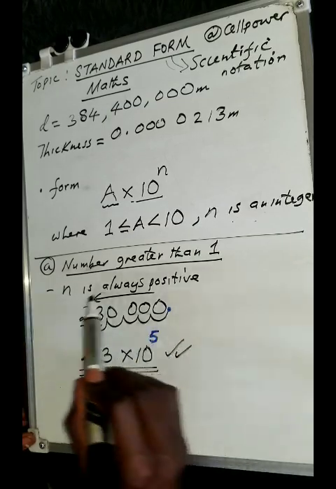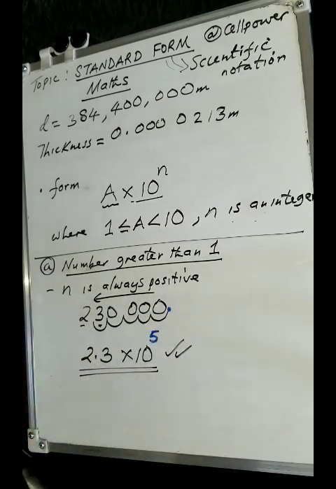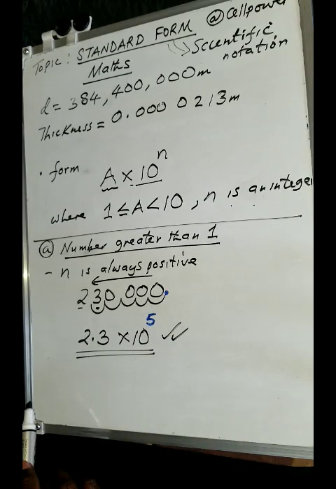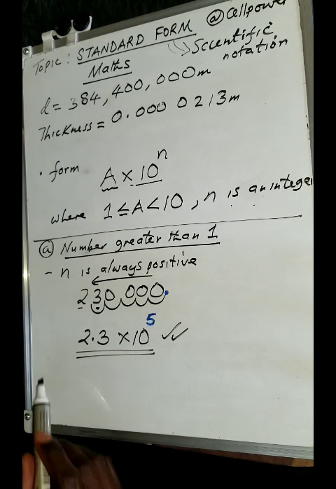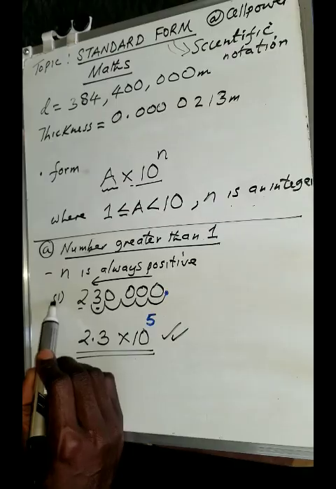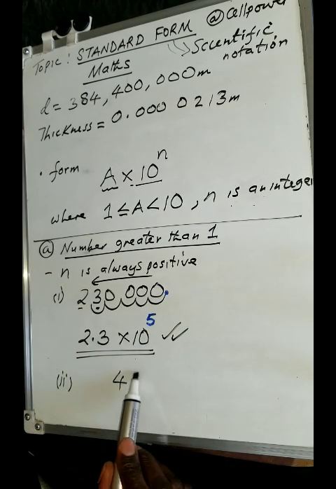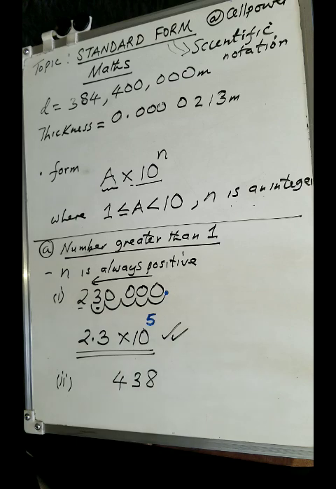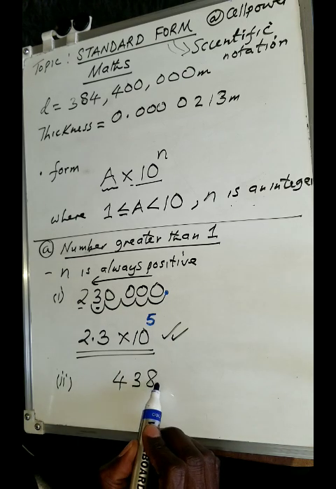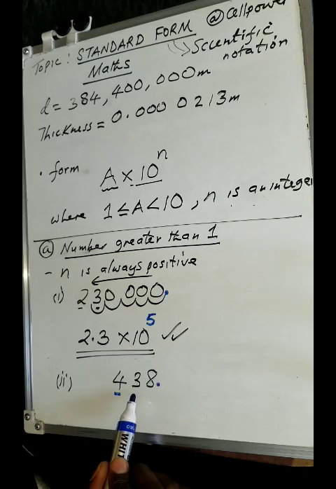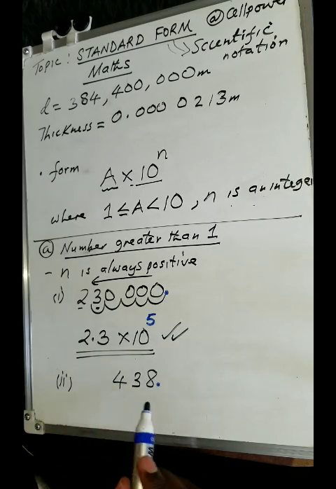So we have expressed this number in standard form or scientific notation. Hopefully we are together. Let's try to look at another example so that you are able to see. Suppose 438. Where is the decimal point? Well, the decimal point is understood to be at the end. So I'm going to move it between the first digit to my left and the second digit. That's where it needs to stop.